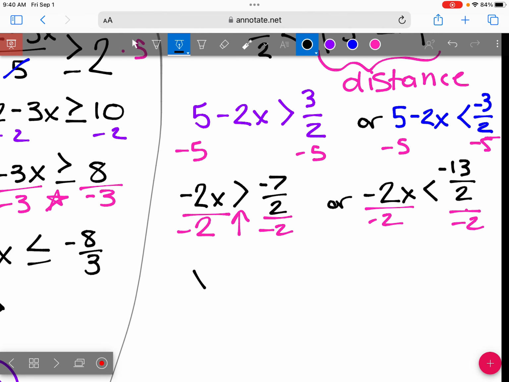So we're going to have x is less than what? Positive 14. Not 14. When I divide by 2, what's that going to change? Changes my denominator. Positive 7 over 4. Or x is greater than 13 over 4.